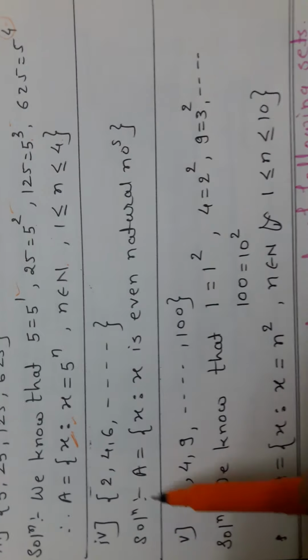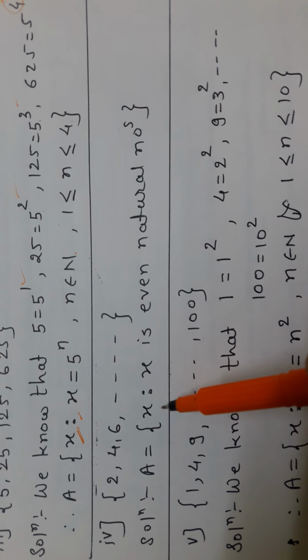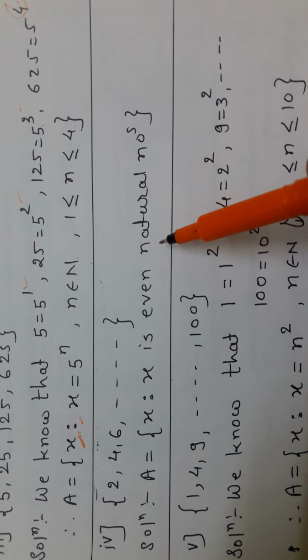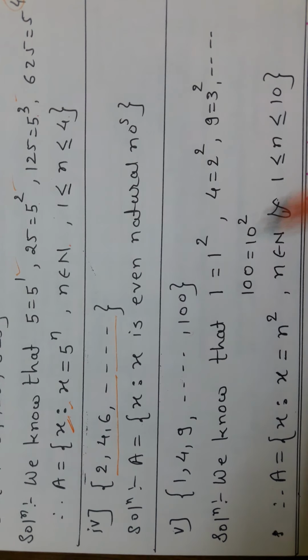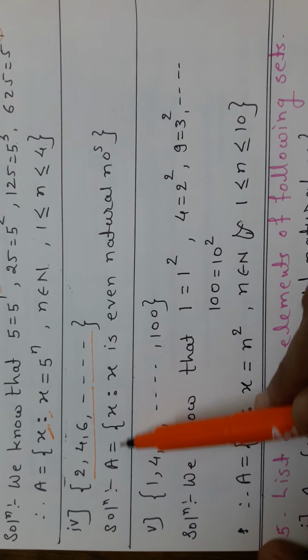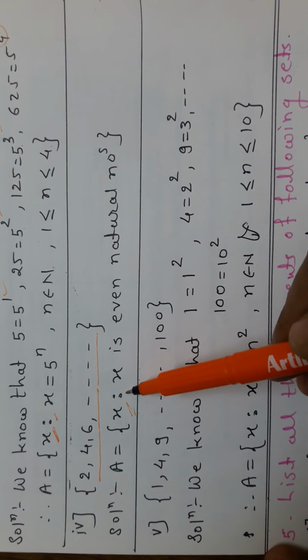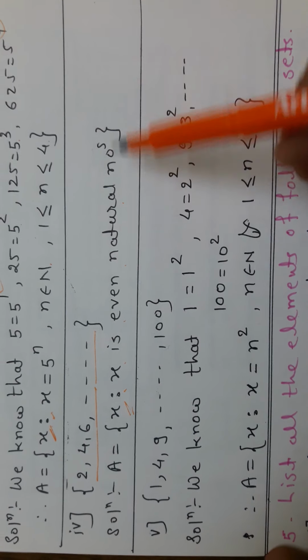Fourth is 2, 4, 6 and so on. Here we will take A is equal to the set of all x such that x is an even natural number. These are the even natural numbers and it is an infinite set. That's why A is a set of all x such that x is an even natural number.